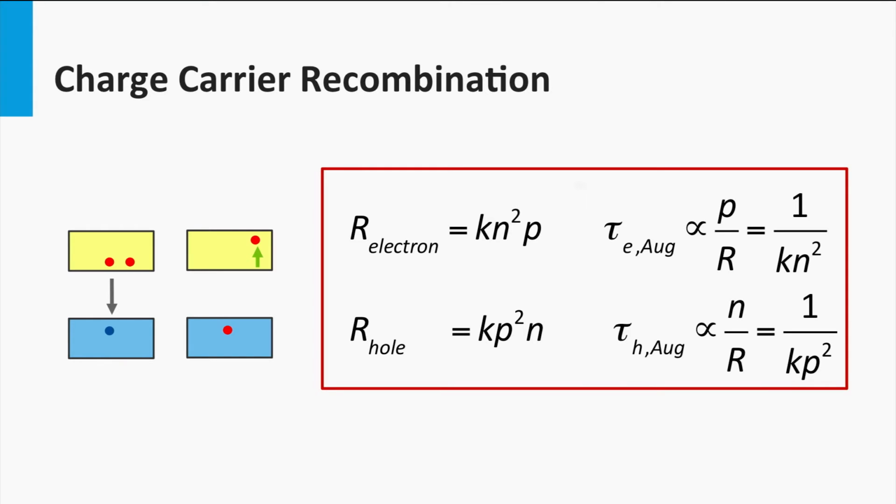In a simple approximation, the lifetime is 1 over the density of charge carriers squared. As a consequence, Auger recombination becomes dominant in photovoltaic materials with high densities of charge carriers, like in highly doped crystalline silicon, or solar cells under strong illumination, like concentrator solar cells.